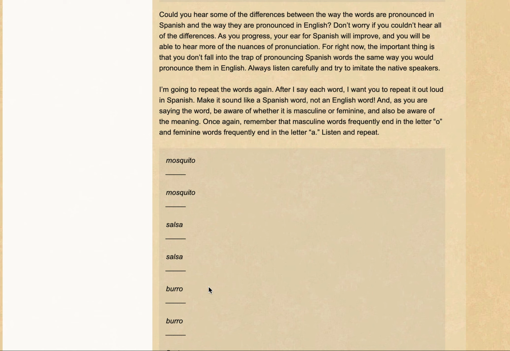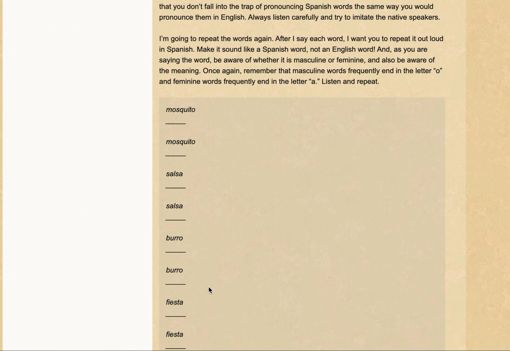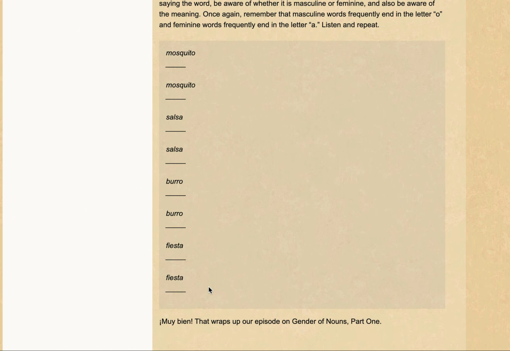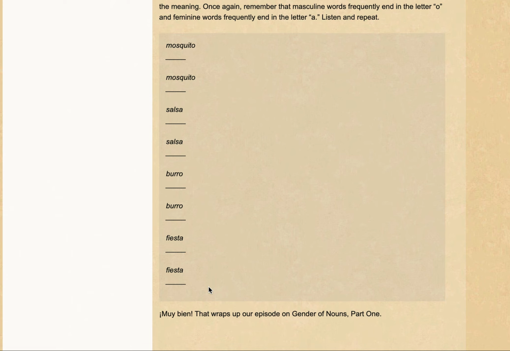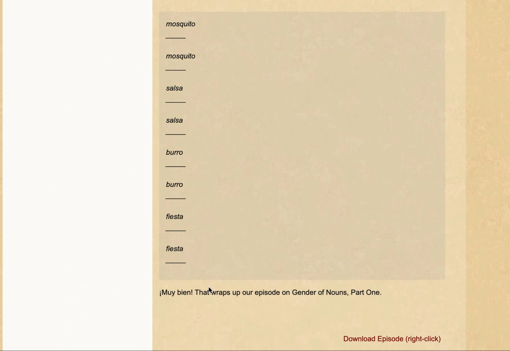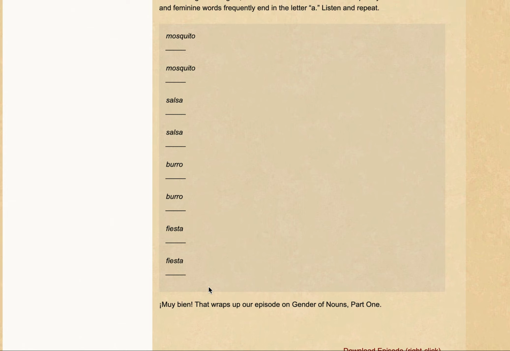I'm going to repeat the words again. After I say each word, I want you to repeat it out loud in Spanish. Make it sound like a Spanish word, not an English word. And as you are saying the word, be aware of whether it is masculine or feminine. And also be aware of the meaning. Once again, remember that masculine words frequently end in the letter O, and feminine words frequently end in the letter A. Listen and repeat.